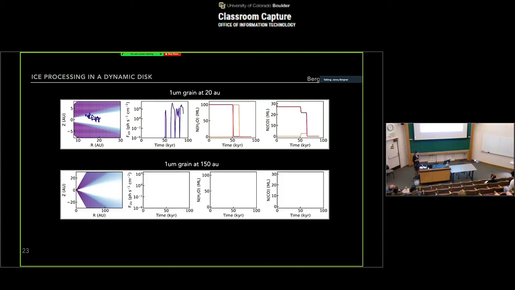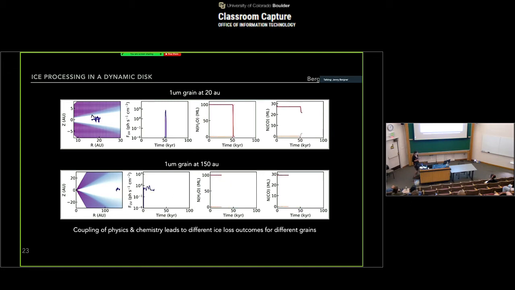So for contrast, here's what happens to a micron-sized grain that's initialized at 150 AU. Out here, again, we're starting in the midplane, but the UV gradients are shallower in the outer disk. And so instead of this really intense pulsing that we saw in the inner disk, we have a more gradual buildup of exposure to UV, which is never as intense as up here, but it's more consistent. And so you see this reflected in the ice compositions, where you have this more gradual loss of the primary ice molecules.